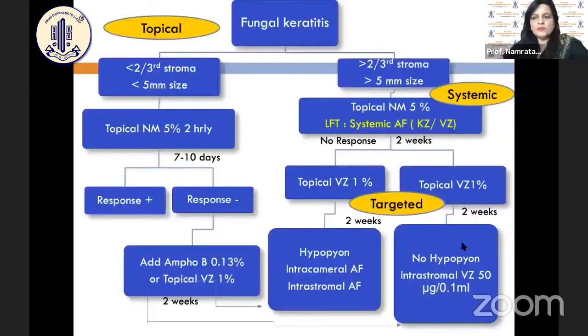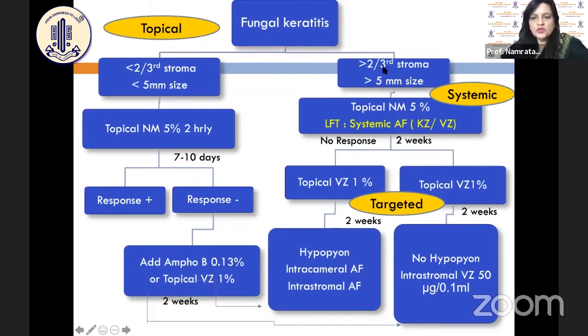So this is what we proposed, and I must give credit to Professor Tityal for this, because when I was doing this presentation a few years ago, he said you should come out with an algorithm because people don't know what to start when. So this was in fact conceived at that time. So if you have a case of fungal keratitis and the involvement is less than 5 millimeters in size, with less than two-thirds stroma, topical natamycin can be started. If there is no response, you add topical voriconazole to it.